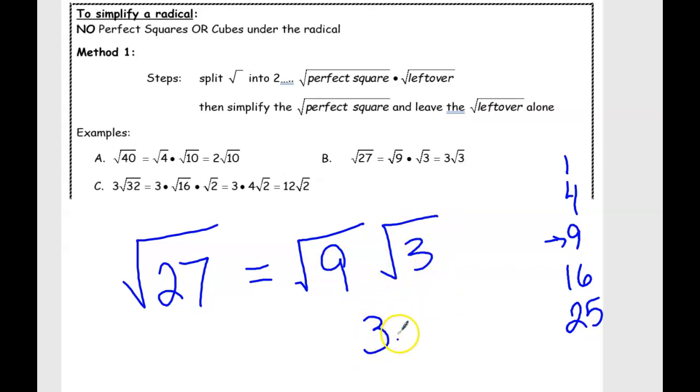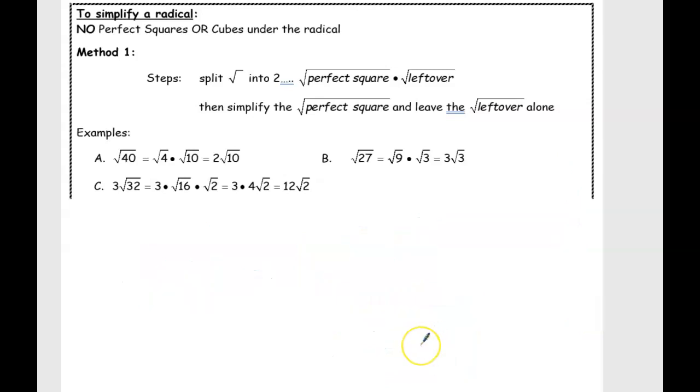So this would become simplified as 3 radical 3. All right. If I looked at example C, in this case, notice we're only looking at what's underneath the radical sign. We're only looking at the radicand. So the 3 is going to actually be multiplied later. So I'm not going to forget about that. All right. So I've got 3 radical 32.